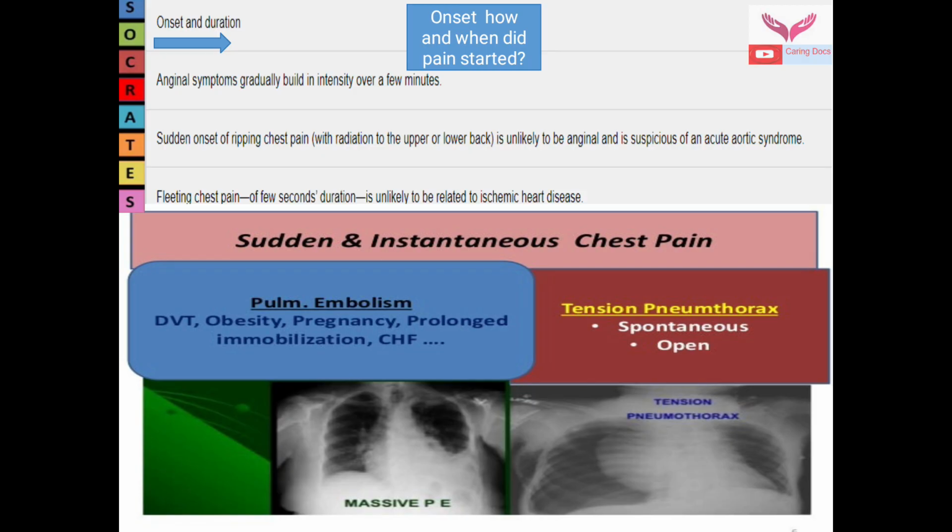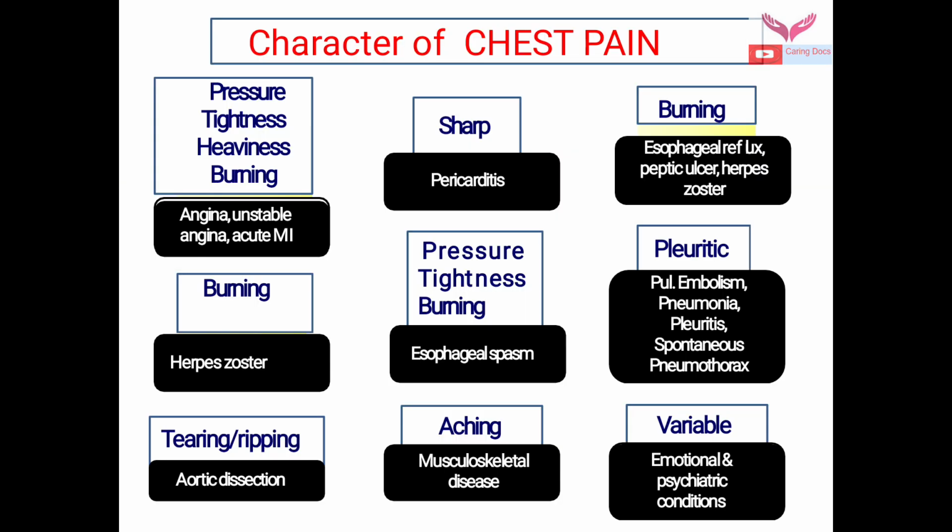Sudden and instantaneous chest pain will be seen in conditions like pulmonary embolism and tension pneumothorax. The patients with pulmonary embolism may have a history of DVT, obesity, pregnancy, prolonged immobilization, or congestive heart failure. Tension pneumothorax can be spontaneous, can be open.